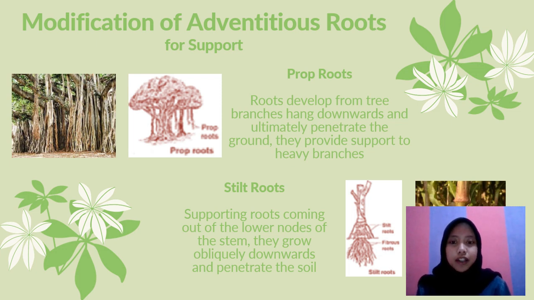Next is stilt roots, supporting roots coming out of the lower nodes of the stem. They grow obliquely downwards and penetrate the soil. So it is similar to prop roots, but it is shorter and thinner. The example is monocots such as bamboo, sugarcane, and maize.